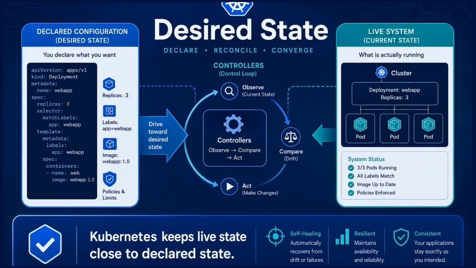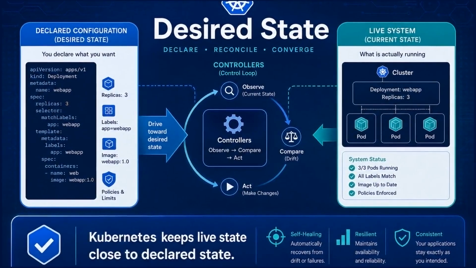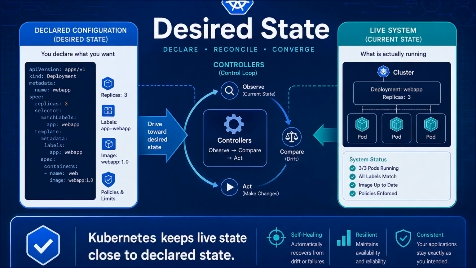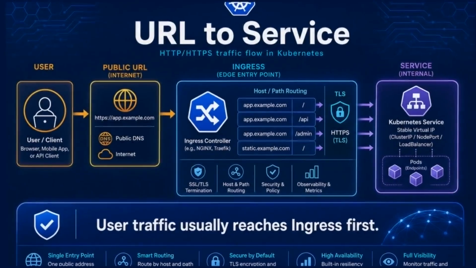Start with the big picture. Kubernetes is a desired state system. That means you declare what you want the platform to keep true, and controllers keep pushing the live system toward that declared state. Imagine a web application.